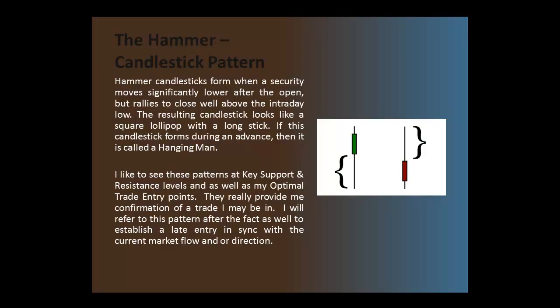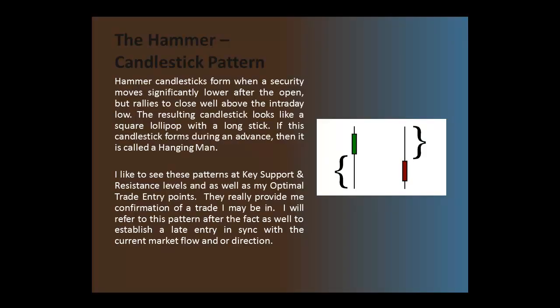candlesticks form when a security or asset moves significantly lower after the open, but rallies to close well above the intraday low. The resulting candlestick looks like a square lollipop with a long stick. If this candlestick forms during an advance or price rally, then it's called a hanging man. That would look like this green hammer here. If price has moved down prior to that formation, that would be a bullish price swing, an indication that we may be seeing a reversal.